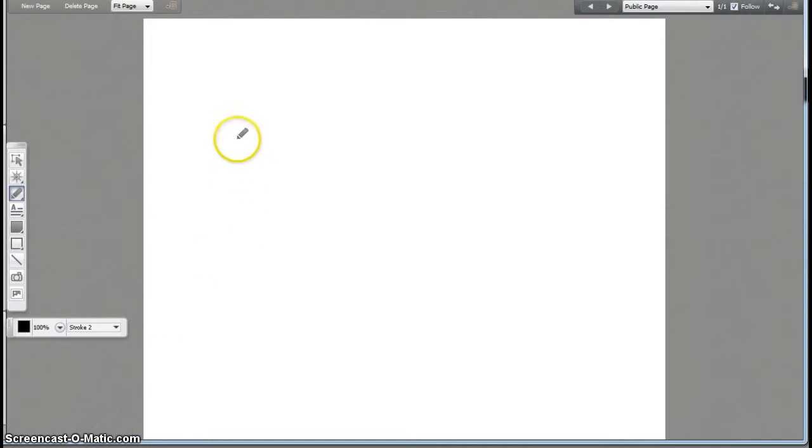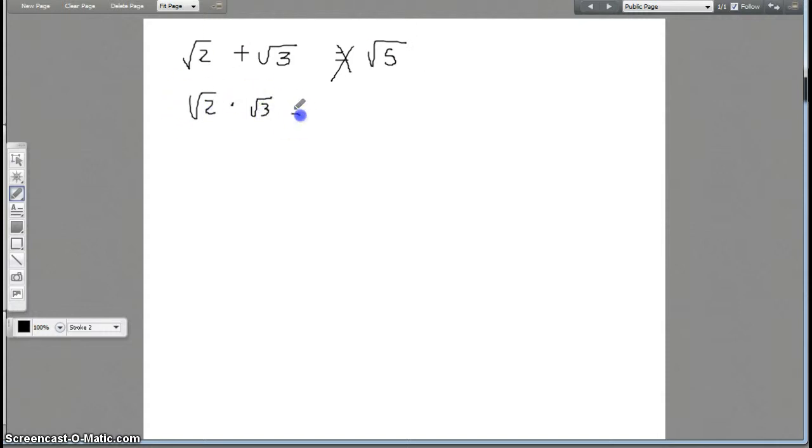Now, we've learned already that you can't take two square roots and add them together to get the sum of the number under the square root. Square root of 2 plus square root of 3 does not equal square root of 5. We can't add things that are under square roots. But square root of 2 times square root of 3 does equal square root of 6.